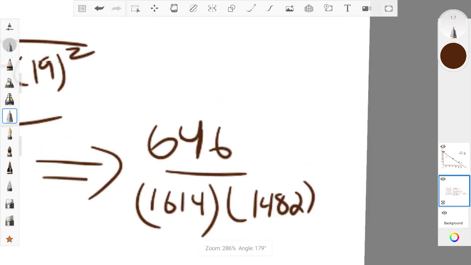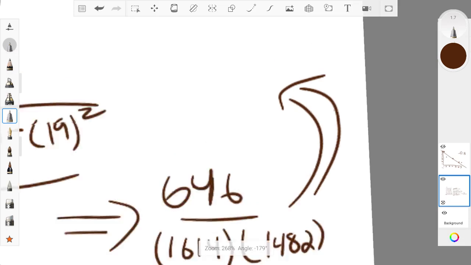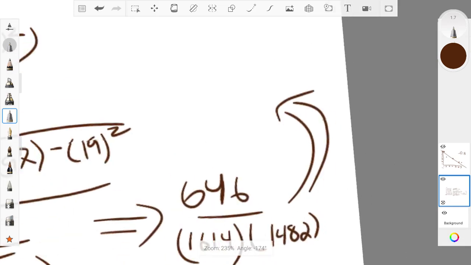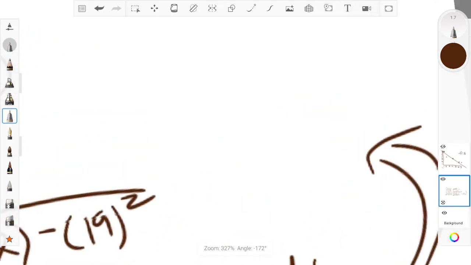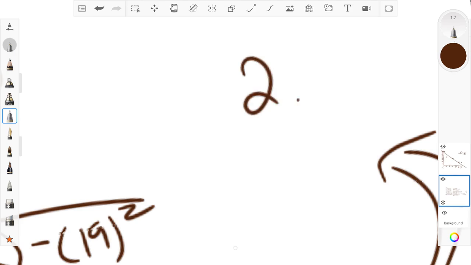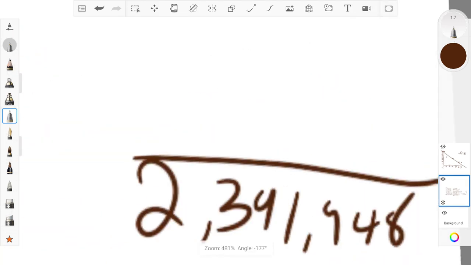Okay, and then one last time we're going to simplify this. I'm just going to draw another curvy arrow. There's a lot of math going everywhere, but we'll get it. So let's solve the denominator now. 1614 times 1482 is such a large number: 2,391,948. Divide that by 646.